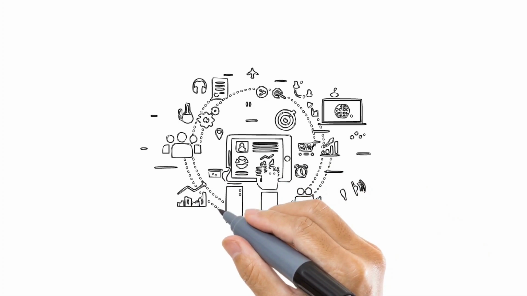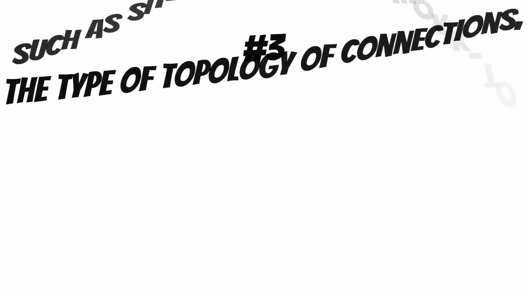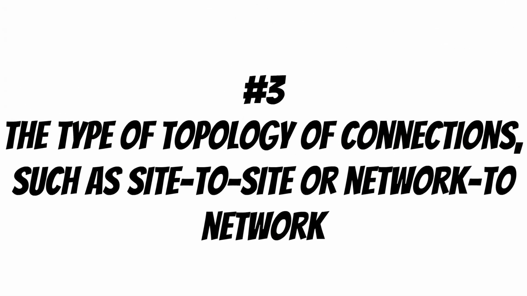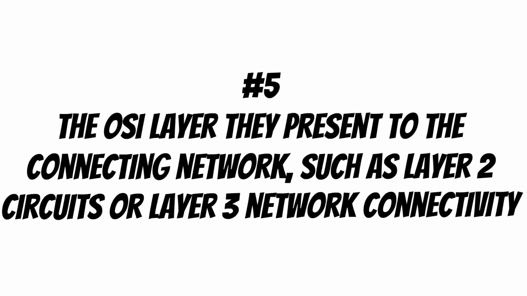VPN systems also may be classified by: Number 1, the tunneling protocol used to tunnel the traffic. Number 2, the tunnel's termination point location, for example on the customer edge or network provider edge. Number 3, the type of topology of connections, such as site-to-site or network-to-network. Number 4, the levels of security provided. Number 5, the OSI layer they present to the connecting network, such as Layer 2 circuits or Layer 3 network connectivity. Number 6, the number of simultaneous connections.